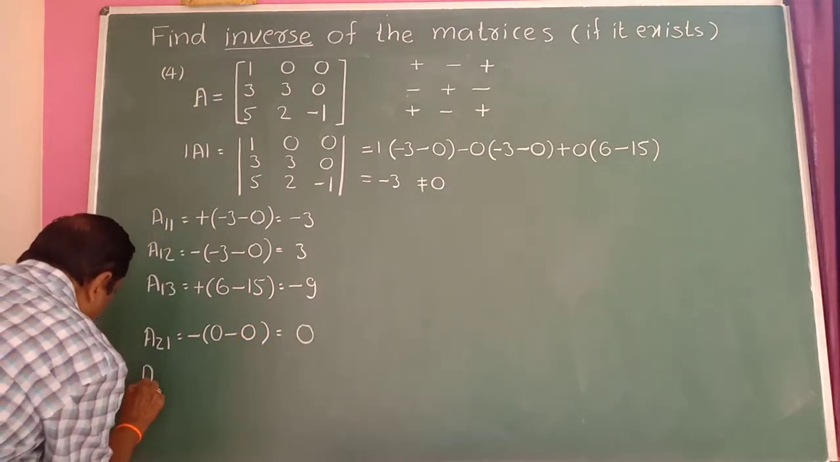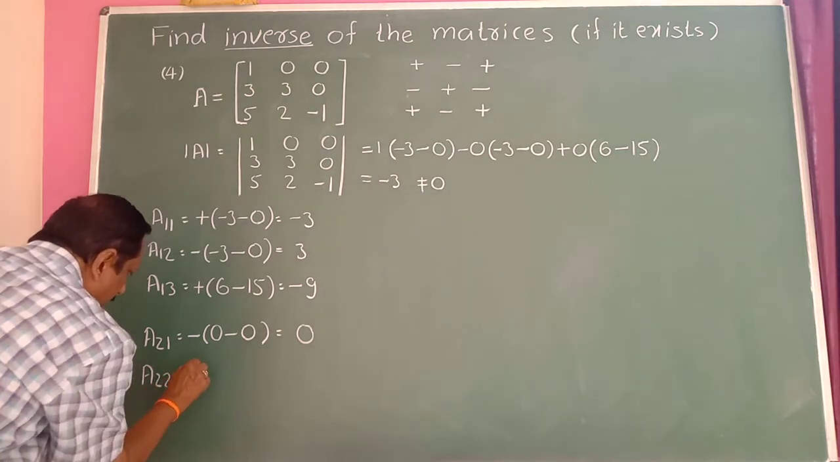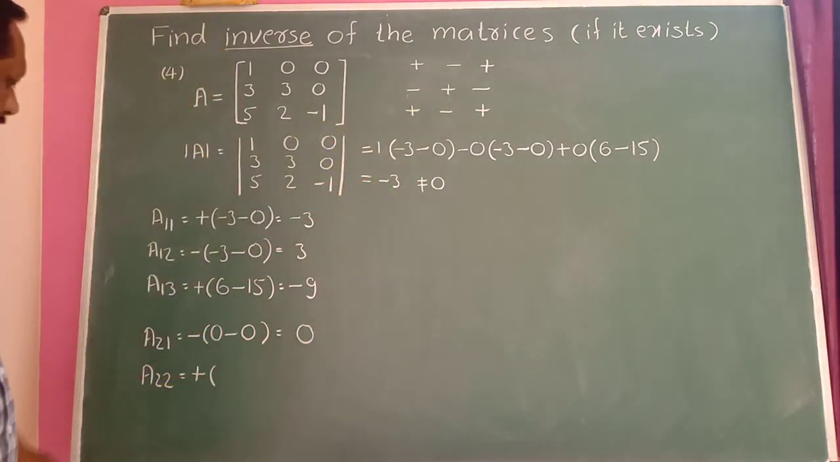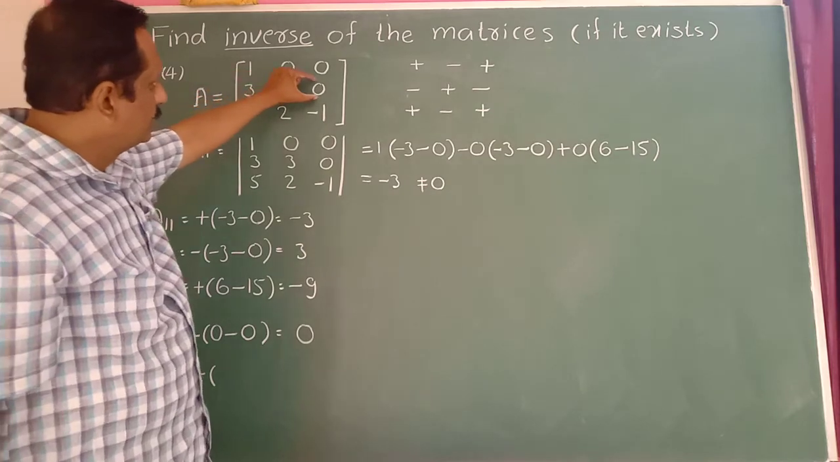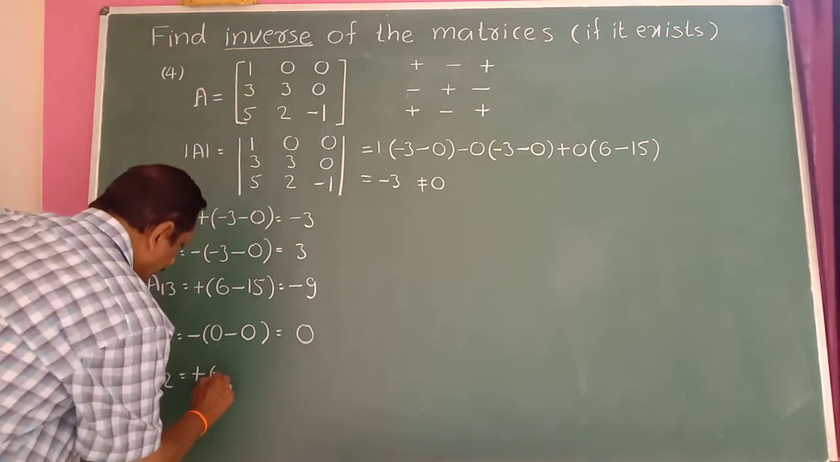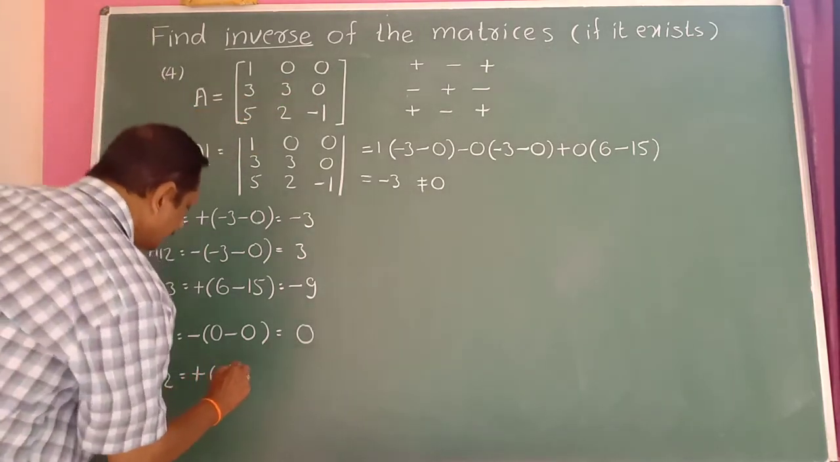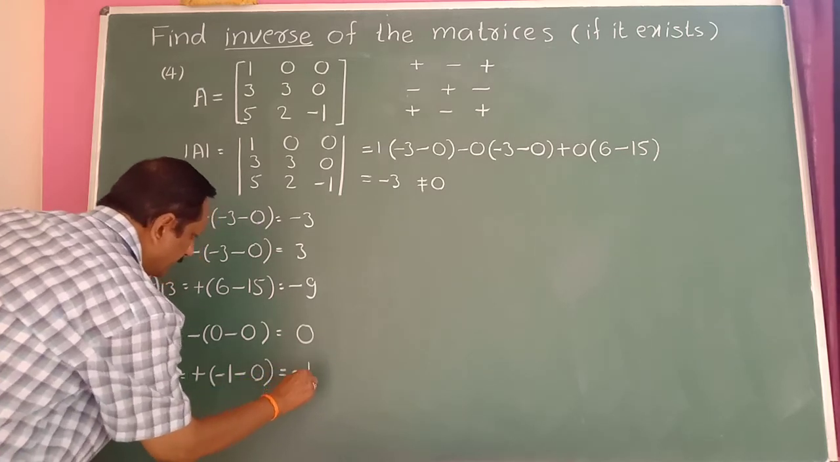Then A22 here. A22, 2 plus 2, for an even number, take a plus sign here. Means this is a plus sign. Okay. Then deleting second row, second column. Deleting second row and second column here. 1 into minus 1 is minus 1. So minus 1 minus 0 into 5 becomes 0 here. So it is minus 1 here.